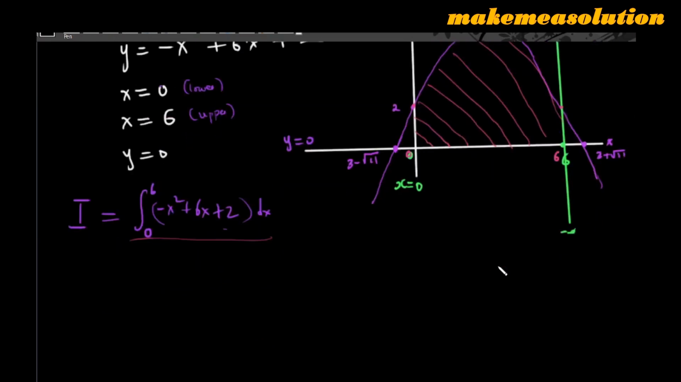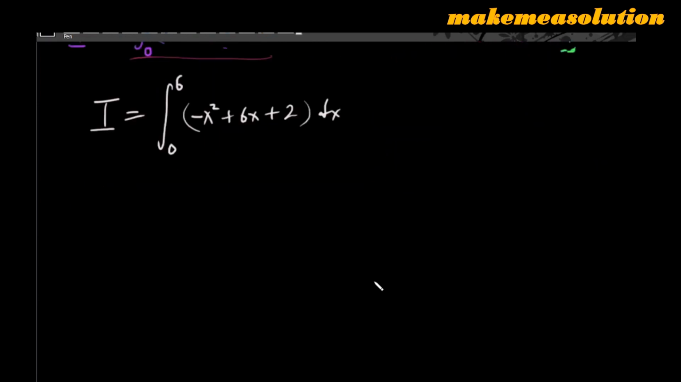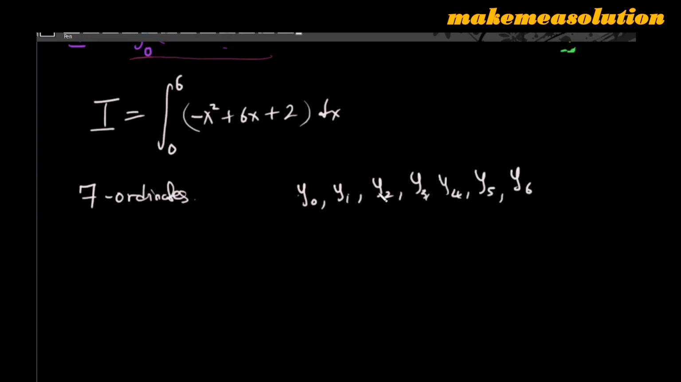So now let's dive into Simpson's rule proper. Now that you've understood what we want to do, let I be, just like I stated above, the integral from 0 to 6 of minus x squared plus 6x plus 2 dx. We now want to use Simpson's rule to evaluate this integral. They said in the question that we should work with 7 ordinates. So 7 ordinates means y0, y1, y2, y3, y4, y5, y6. Is that okay? 1, 2, 3, 4, 5, 6, 7. So the last value here will tell you the value of n that you're interested in, which is 6.